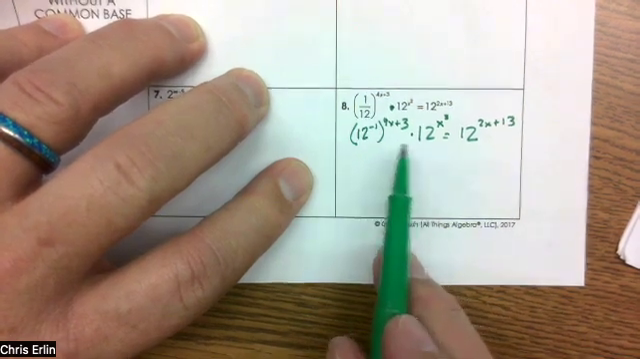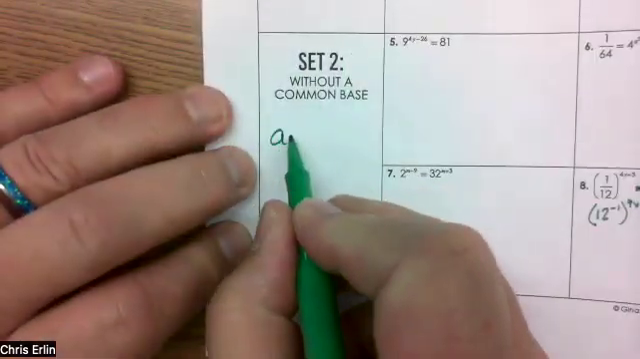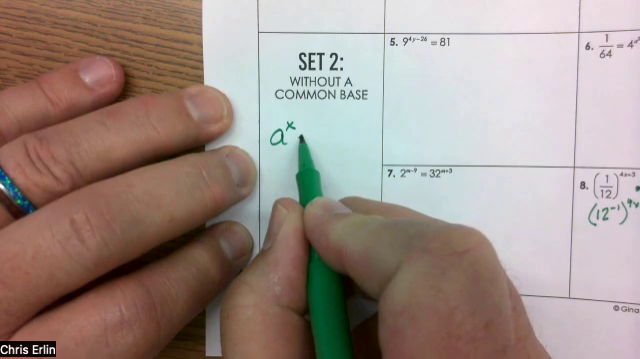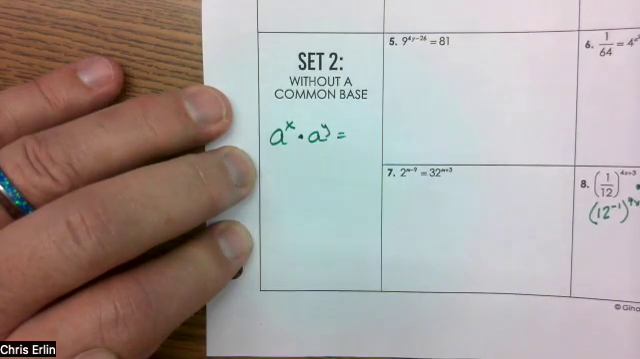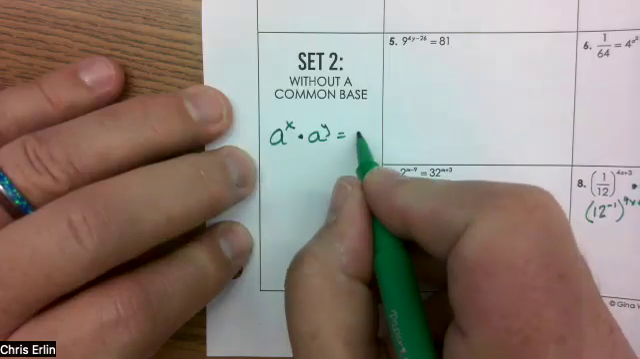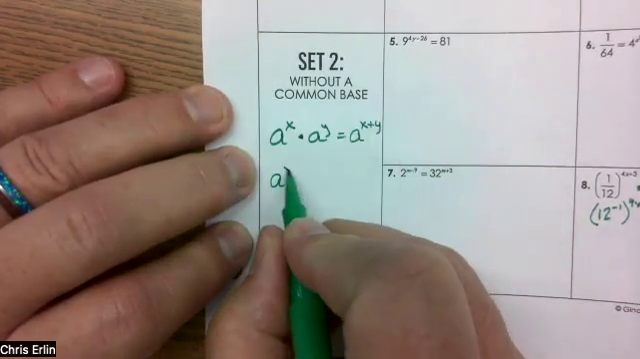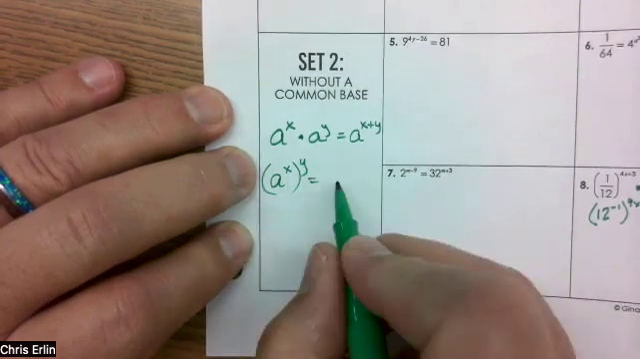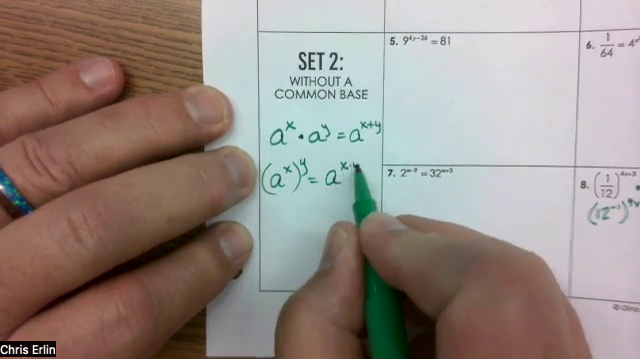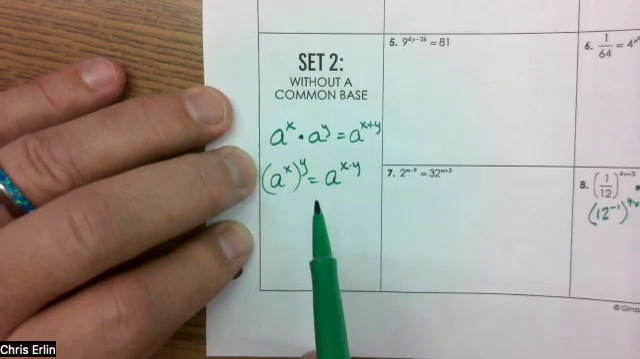Now what I need to do is take these two terms and consolidate them. And so I'm going to think about my rules of exponents. If I have a to the x times a to the y, what does that become? Good. A to the x plus y. Whereas when I have a to the x raised to the y power, very good, a to the x times y. So these are the two rules I'm really thinking about.